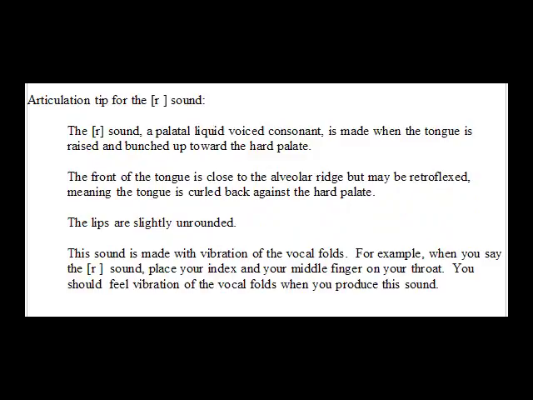Articulation tip for the R sound. The R sound, a palatal liquid voiced consonant, is made when the tongue is raised and bunched up toward the hard palate. The front of the tongue is close to the alveolar ridge but may be retroflexed, meaning the tongue is curled back against the hard palate. The lips are slightly unrounded. The sound is made with vibration of the vocal folds. For example, when you say the R sound, place your index and your middle finger on your throat. You should feel vibration of the vocal folds when you produce this sound.